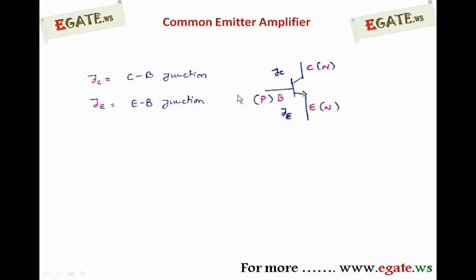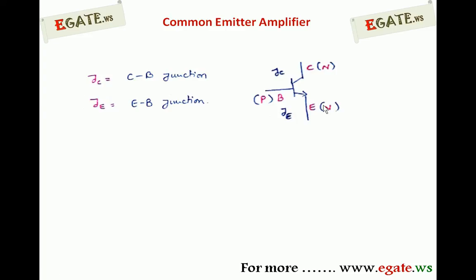And we are indicating the collector base junction and emitter base junction. JC is the collector base junction, a junction between collector and base. If you observe, collector is N type, base is P type, so there is a PN junction. And for the emitter base junction, emitter is N type, base is P type, so a PN junction forms between base and emitter. So the base emitter junction is indicated with JE, and the collector base junction with JC. Whereas there is no junction between collector and emitter, remember that.